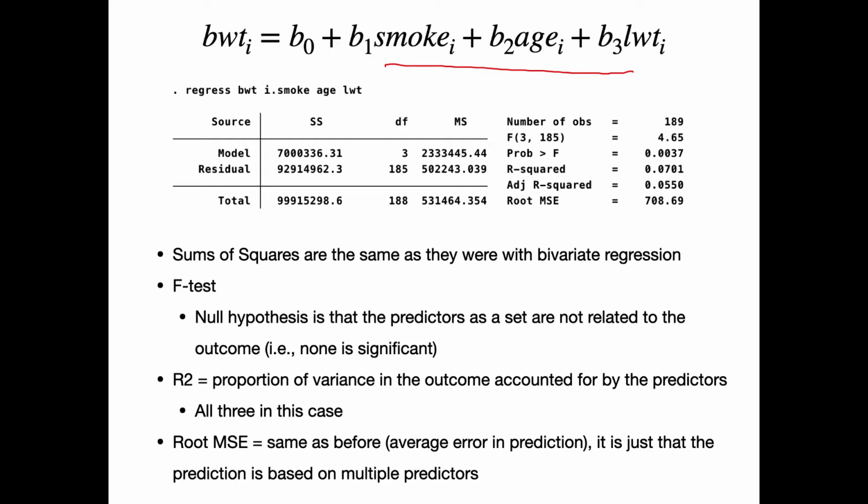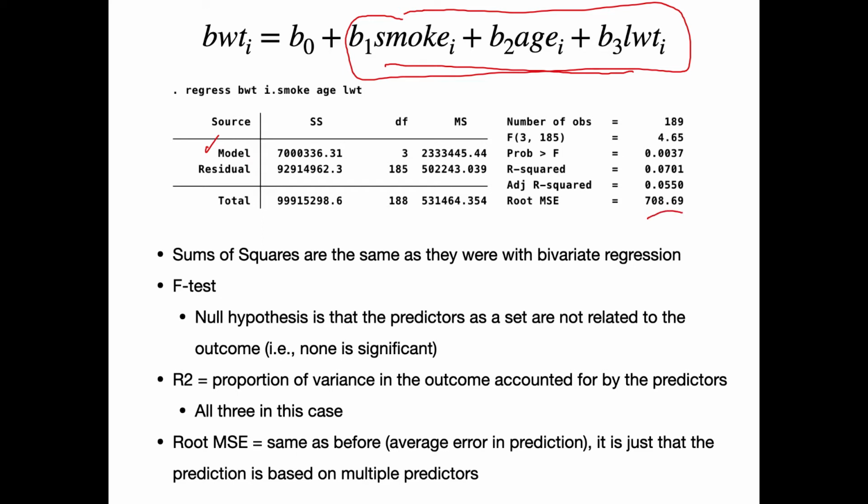The F-test is the same as it was in bivariate regression. Basically the null hypothesis here is that these predictors as a set, so smoking, age, and mother's last weight, as a group, are not related to the outcome. You can think of that as the model accounts for no significant variance. R squared is still the proportion of variance in the outcome accounted for by the predictors. So it's all three of them here.